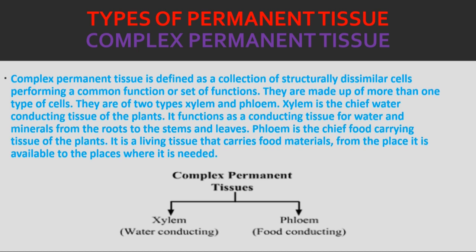So this is the total concept of complex permanent tissue. Hope you have understood what complex permanent tissue is, and we have also discussed the types in this slide itself. These are the types of complex permanent tissue: xylem, which is water conducting, and phloem, which is food conducting. So let's move to the next slide.